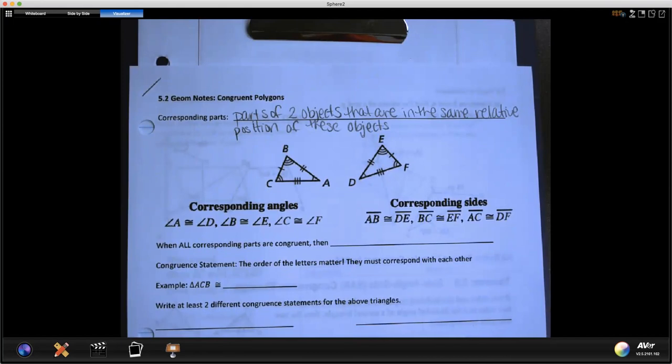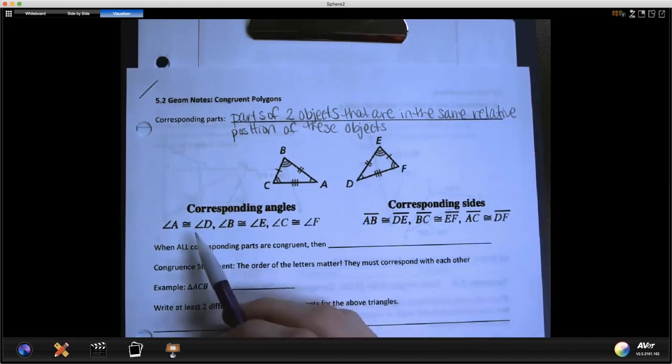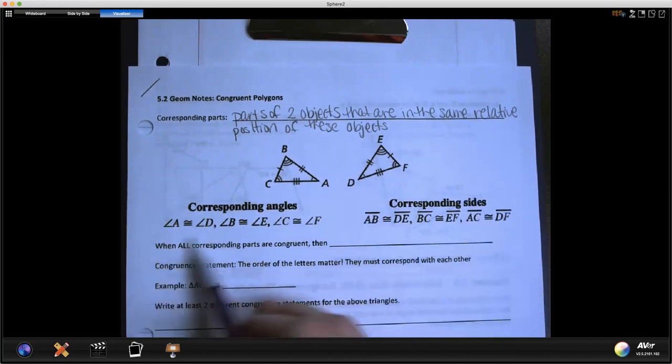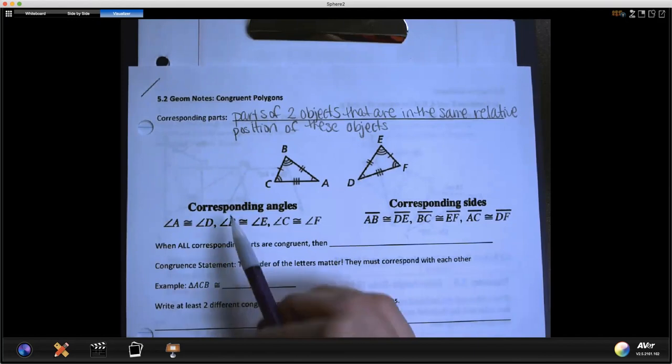So as you can see below that, we have an image of two different triangles, and we have lots of different markings on those triangles. Okay, can someone remind me what those different markings would be referring to? Yes. The two with the same marking. Good. So anything with the same marking would be congruent. So if we're looking at our options here for corresponding angles versus corresponding sides, it tells us what things are congruent to each other.